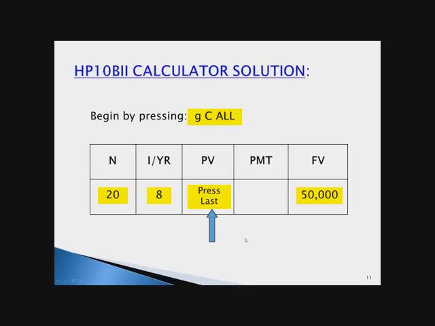Again, in a relative sense, the calculator takes into account the signs of the cash flows. If you're going to receive $50,000 in the future, you would have to invest an amount to date in order to get that.